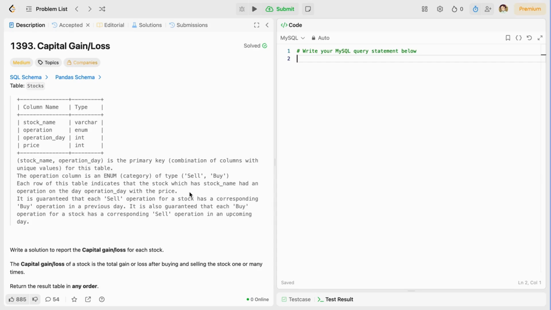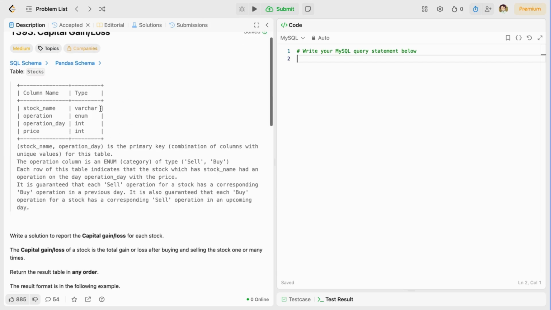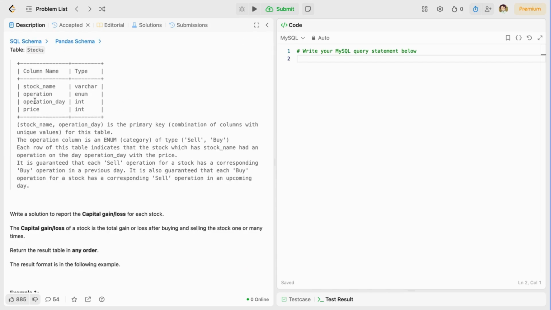Hello learners, welcome to this channel. In this video I'm going to solve the Leetcode question 1393, Capital Gain or Loss, which comes under the medium category. They have given a table called Stocks, with column names and their respective data types: stock name, operation day and price. They have given that stock name and operation day together is a primary key.